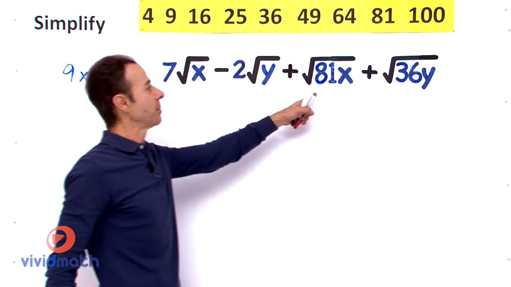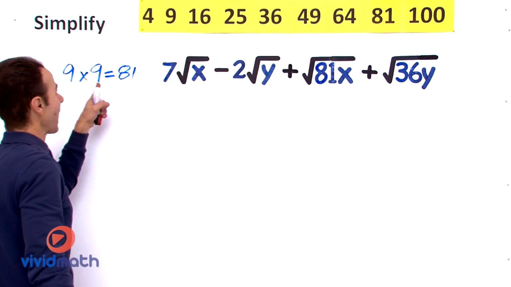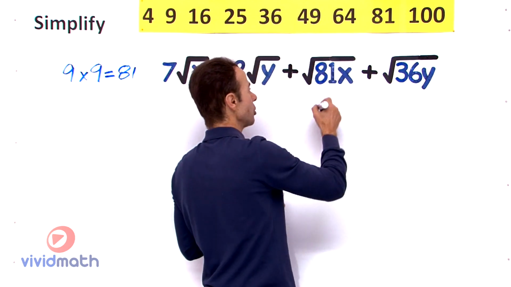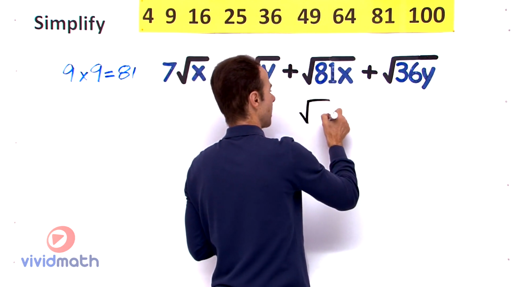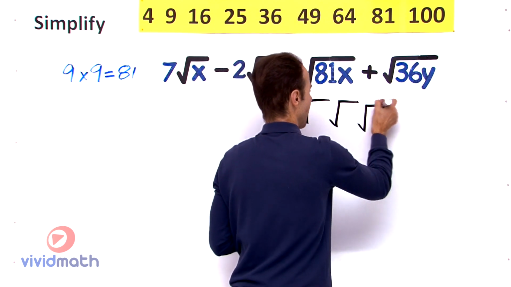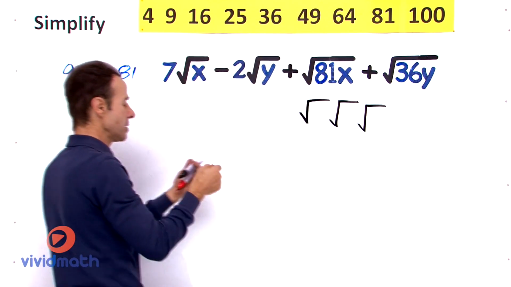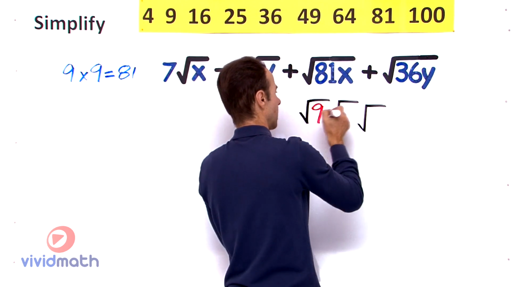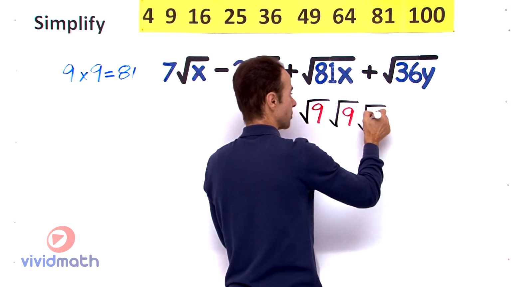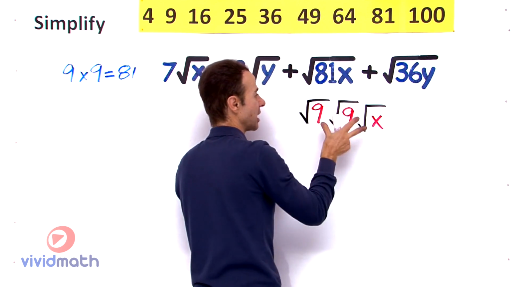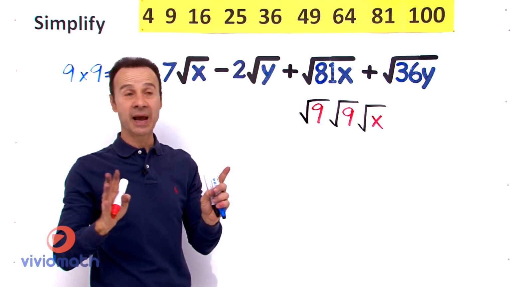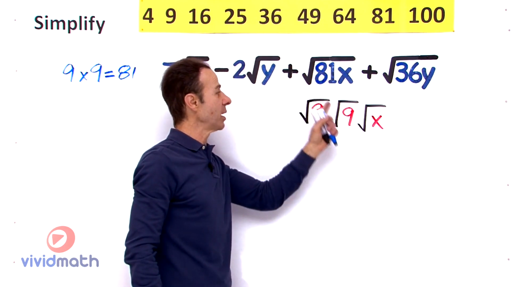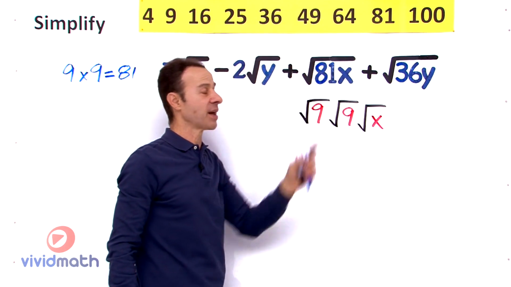So let's break it up into two houses, 9 and 9, and another house with the x. So that's going to look like this. As long as they're all still under the house, we've got a 9 and a 9, and bring down that x right there. So that is exactly the same as that. All of them are still in a house. We just separated them out. 9 times 9 is 81, and the root x is there under the house.